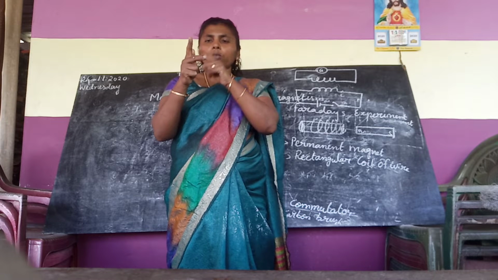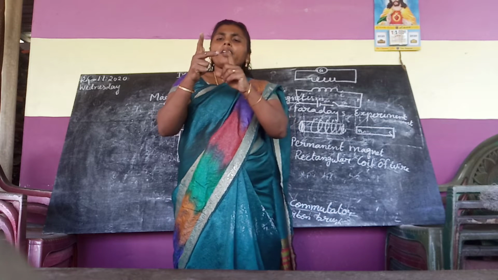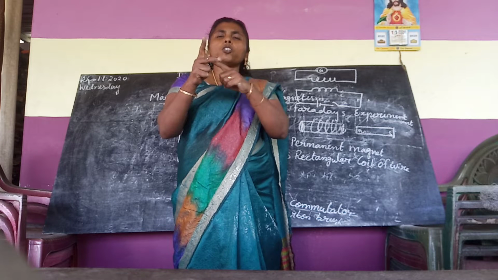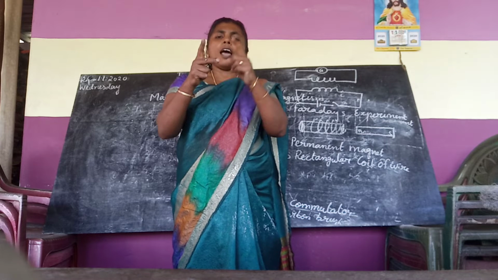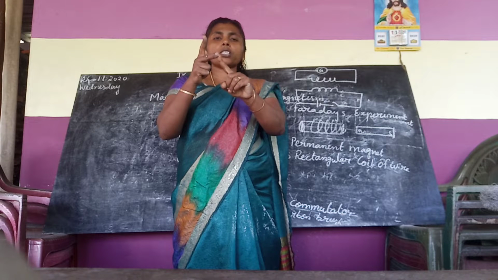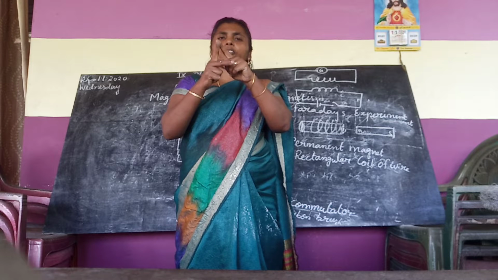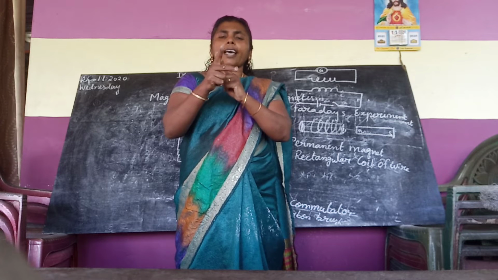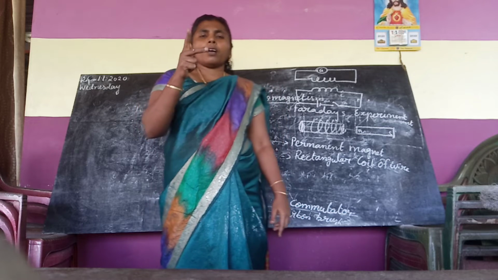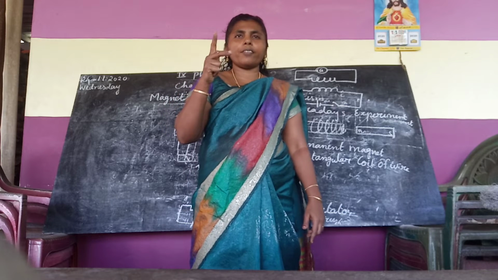a conductor. Okay. First stretch 3 fingers. What are the fingers? Middle finger, forefinger and thumb. The 3 are mutually perpendicular to each other, and the middle finger shows the direction of induced current, the forefinger shows the direction of magnetic field, and the thumb shows the direction of motion of the conductor. So this is Fleming's right hand rule.